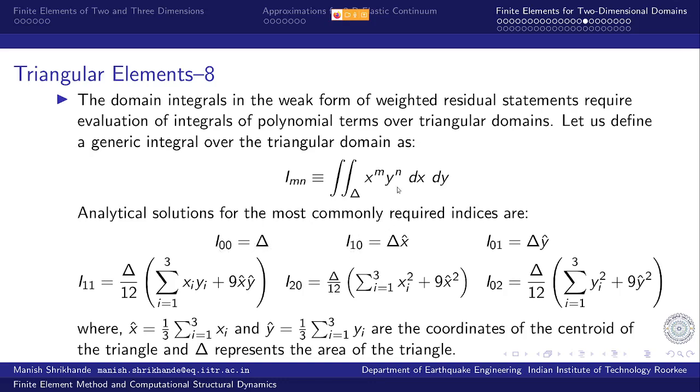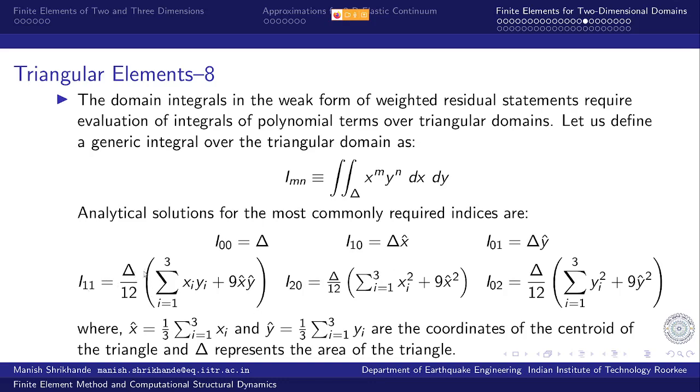And I10, if x appears as power 1 and y power is 0, then it is again a no-brainer. It's a moment of area, and that's how you get the integral as the area of the triangle multiplied by the distance of the centroid. X hat is the coordinate of the centroid. And similarly, I01 is delta multiplied by y hat, that's the coordinate of the centroid.